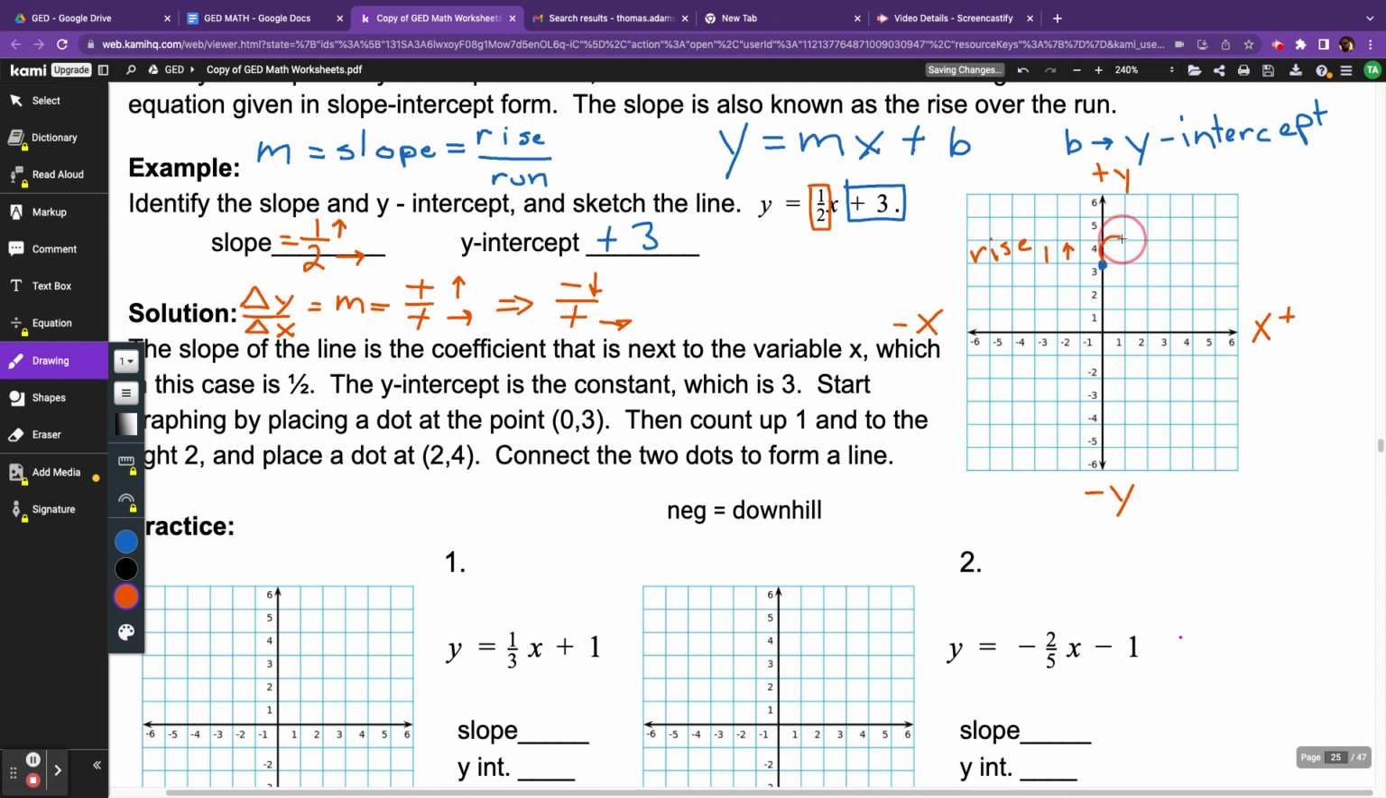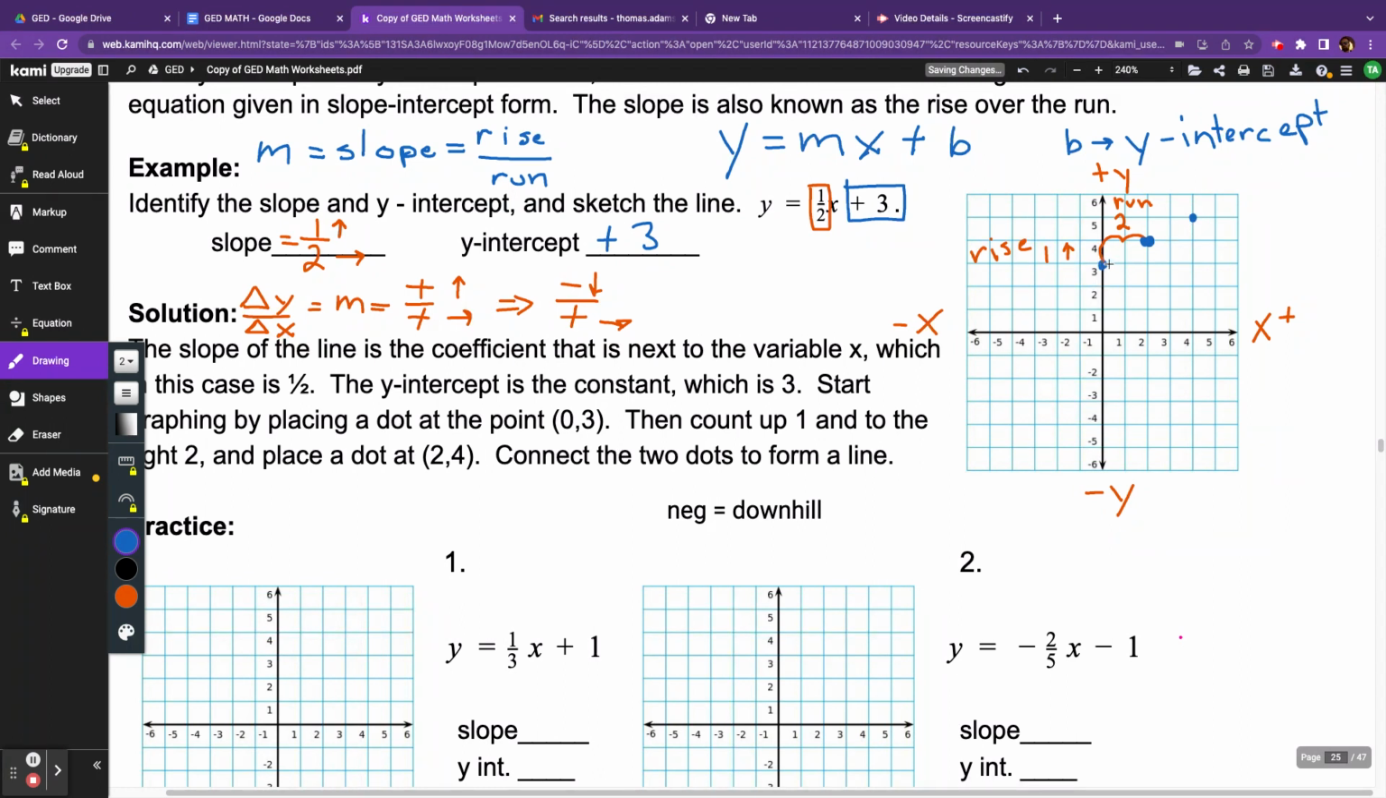So I'm going to go over 1, 2. And that would be what I call the run. And we put another dot there. And then we just repeat that. I go up 1 over 2, put a dot there.